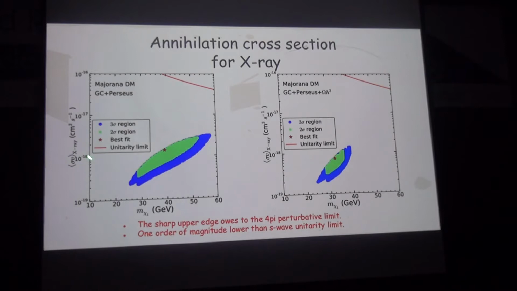Two important things. First thing, you can see there is a very sharp cut in here. This cut is from this 4 pi, the perturbative limit. It means our parameter space sticks very near the perturbative limit. And then this line is the unitarity limit based on the S-wave. So you can see still one order of magnitude is allowed. And then with the relic density included in the chi square, the allowed region is reduced.